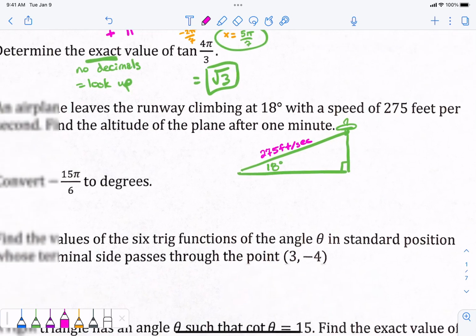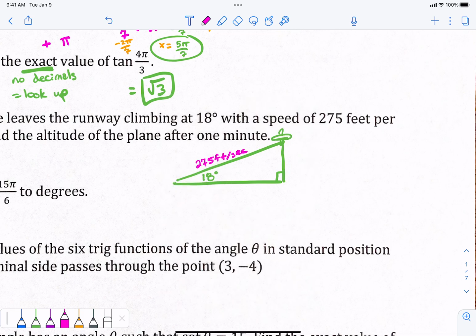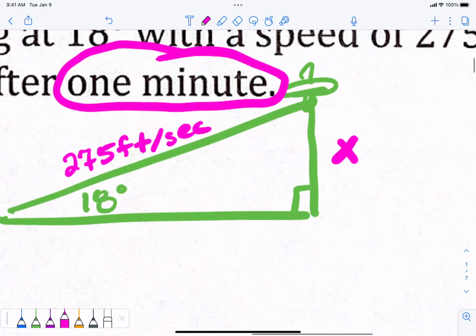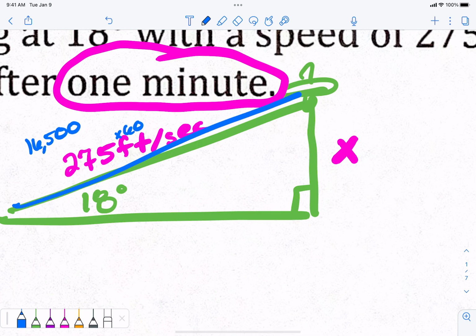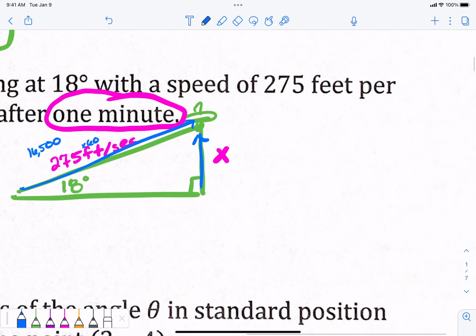But look at what it says. Find the altitude. What's altitude, by the way? Height. The height, okay? How far it is up after 1 minute. So find 60 seconds and multiply it by 60. If it's going 275 feet per second, how many feet has it gone in that direction in a minute? 16,500. Okay, so it is 16,500 feet in this direction after a minute. I want to know how high up in the air that is, so we've got to use sine, cosine, or tangent.